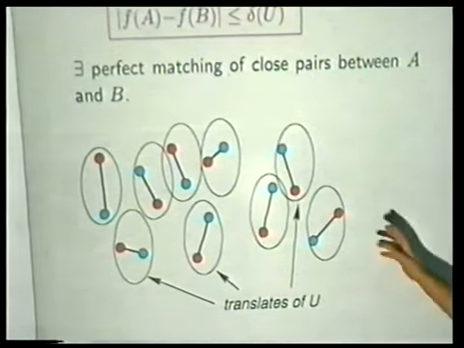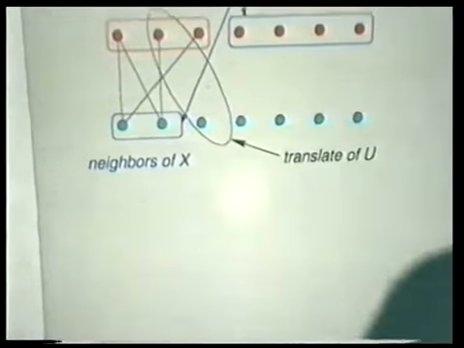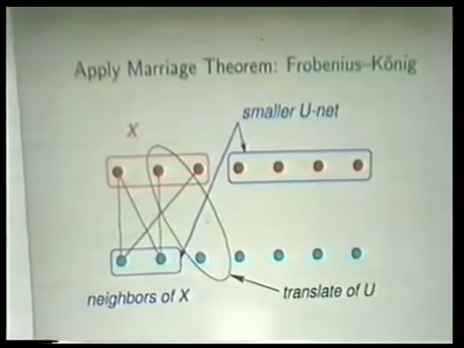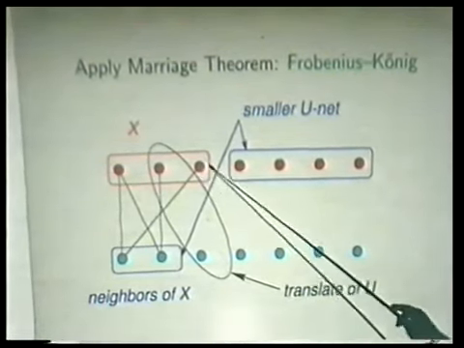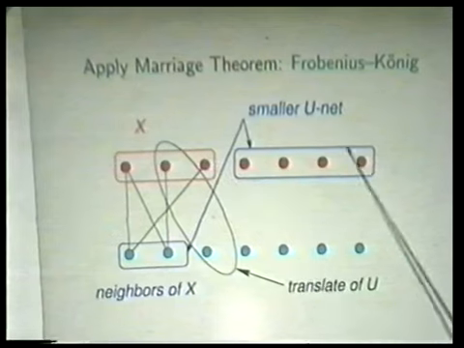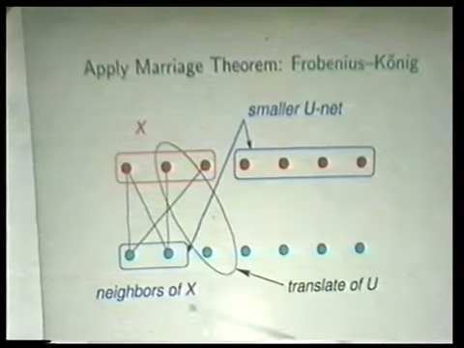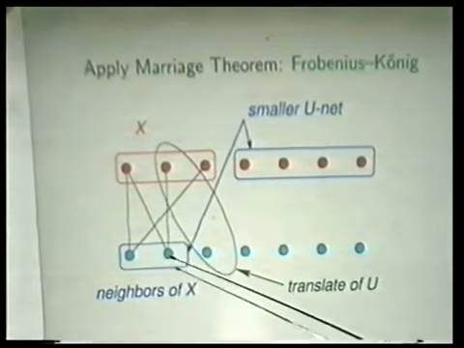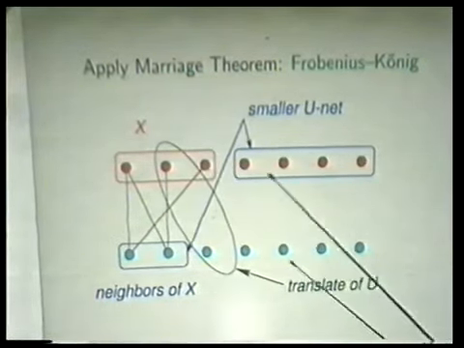There's no obvious solution, but luckily there is a theorem which tells you when these two sets can be matched up. It's called the marriage theorem. It goes back to Frobenius, was probably formulated by Koenig. It says that what you have to do is look at a set X of red points, so that's a subset of one of these minimum U-nets, and you look at the neighbors of it and count the neighbors. And if the number of neighbors is at least as large as the set, and that holds for every X, then there is a matching.